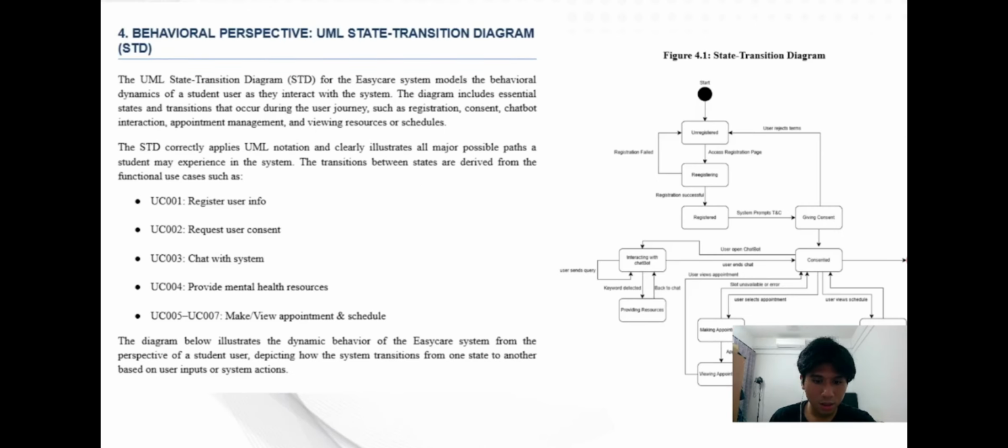This diagram represents the behavioral dynamics of a student user in the EasyCare system using a UML state transition diagram. It visualizes how a student interacts with the system, transitioning through different states based on their actions. The key use cases include registering user information, requesting consent, chatting with the system, accessing mental health resources, and managing appointments and schedules.